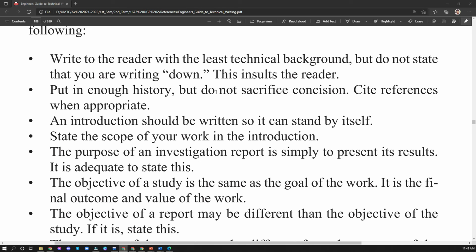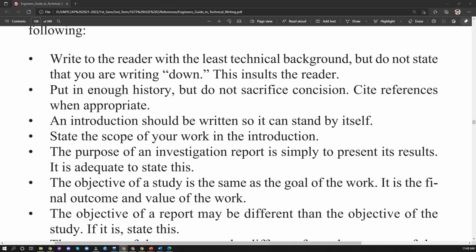Ang imong buhaton, instead of mugamit ka og very deep na mga technical terms, i-lessen nimo ang paggamit ato. Kung dili jud malikayan nga mogamit ka, you have to define it, no? Define jud nimo siya, naka-isa ka ug section nga definition of terms. So, butang nimo siya dito.